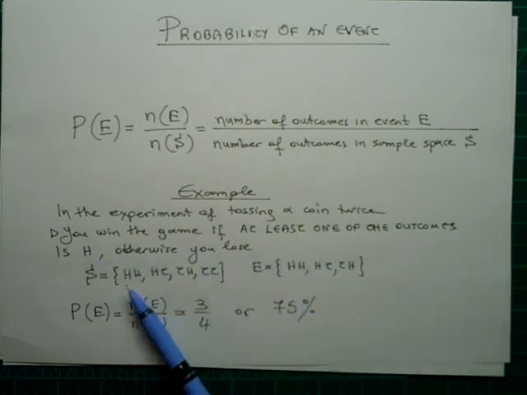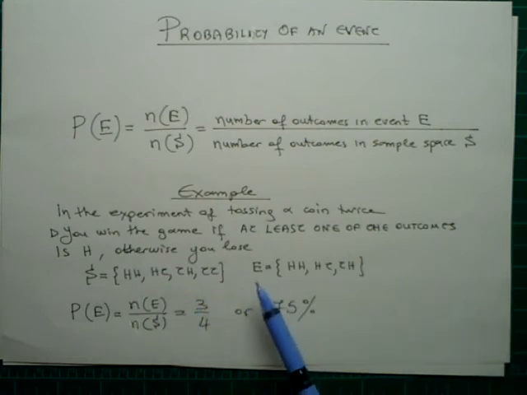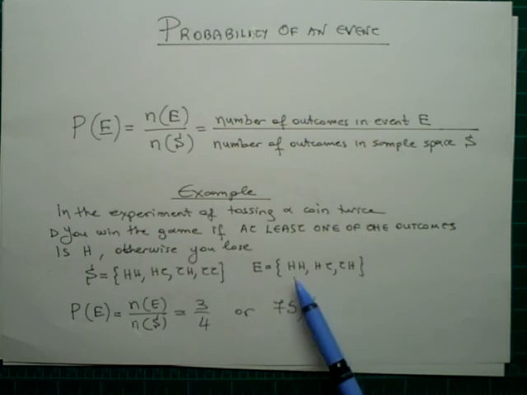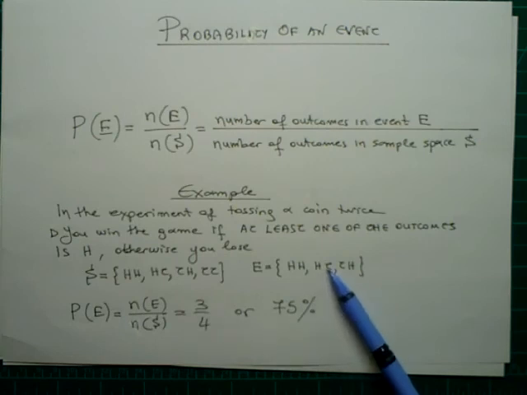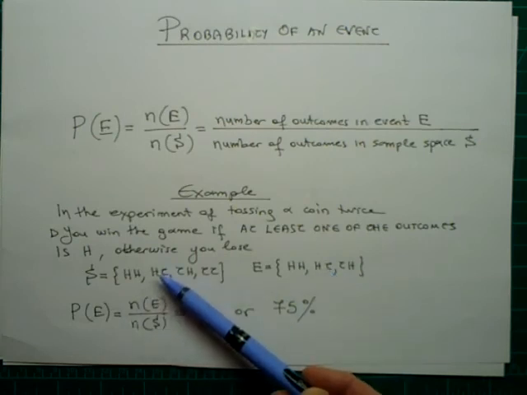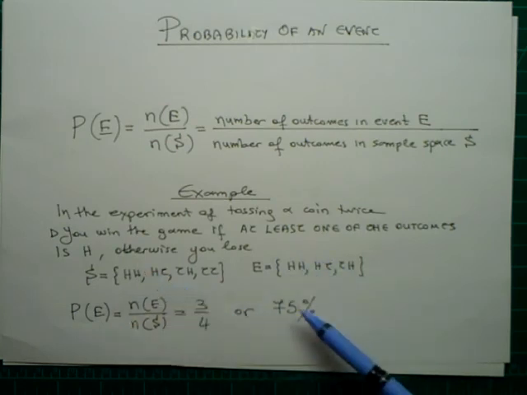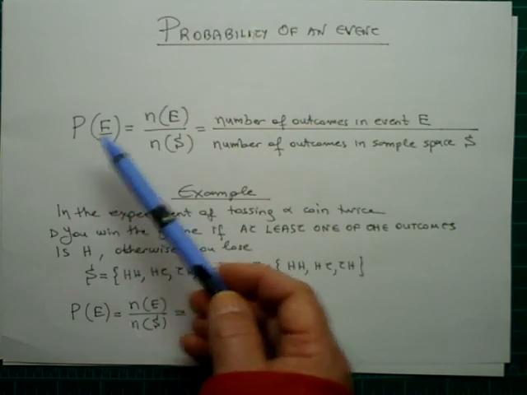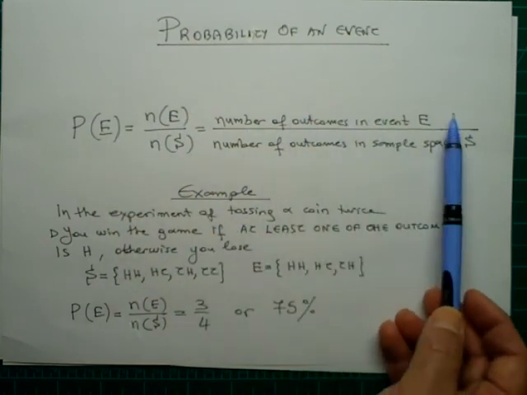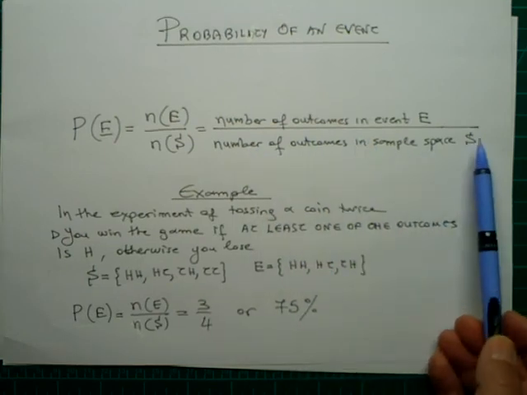So our sample space, as we saw earlier, is HH, HT, TH, TT, which contains four elements. And the event which is in your favor is HH, HT, TH. So if we divide the number of elements of E by the number of elements in the sample space, we get the probability for you to win, which is 3 over 4, or 75%. So the probability of an event is always the ratio of the number of outcomes in an event E divided by the number of outcomes in a sample space S.